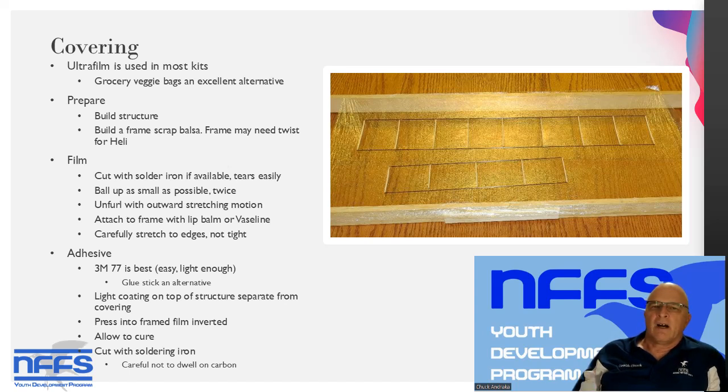You're not going to stretch out all the little micro wrinkles you put in, but you get the big wrinkles out of it. When you're cutting it off the roll, use a soldering iron. It tears easily, and cutting with a knife or scissors, you're going to get a torn mess and waste a lot of your covering. If you don't have the ultrafilm, go to the fruit and vegetable section of the grocery store and get a few of those really, really thin veggie bags. Those actually make a pretty good covering material. Not quite as light as the ultrafilm, but good in a pinch.